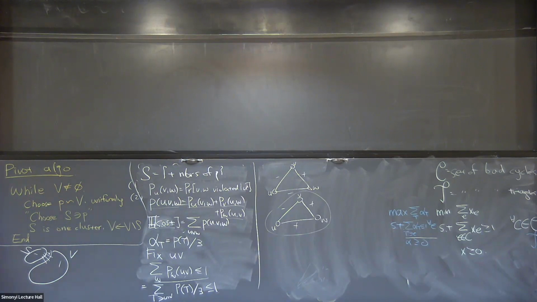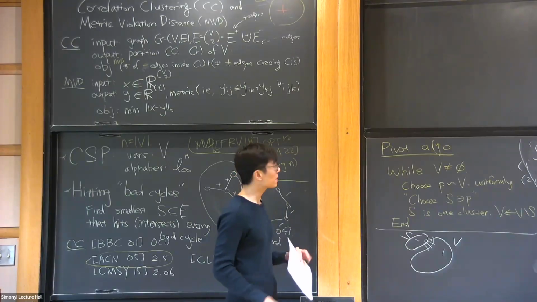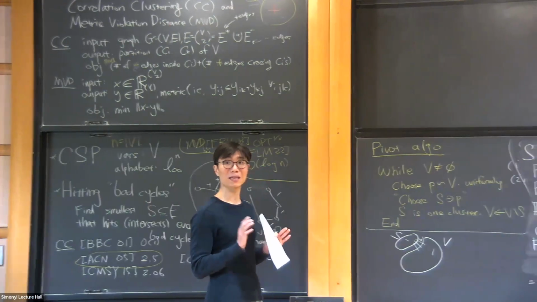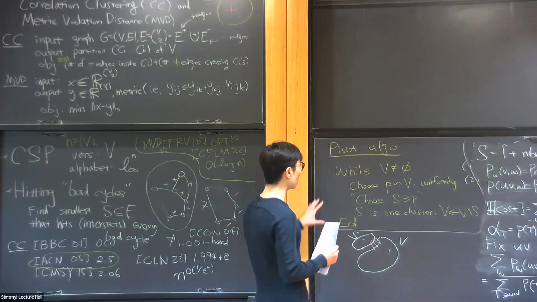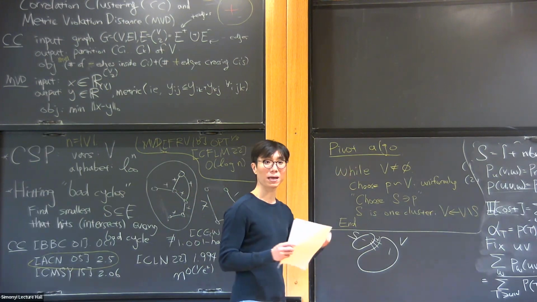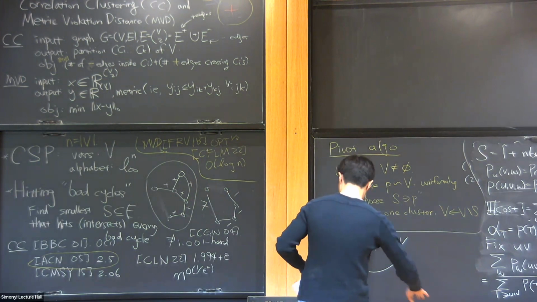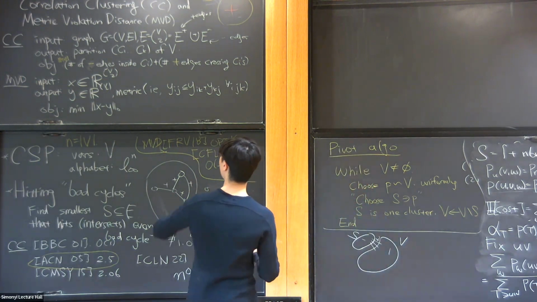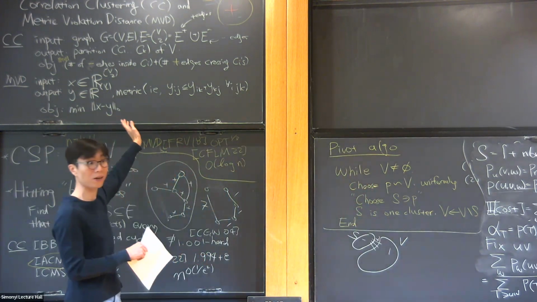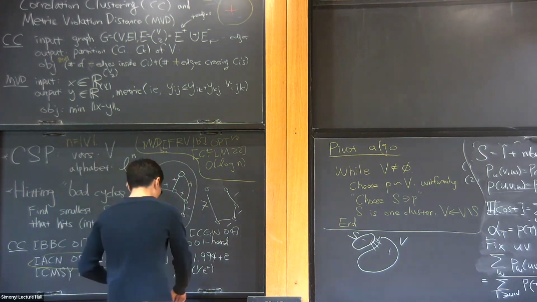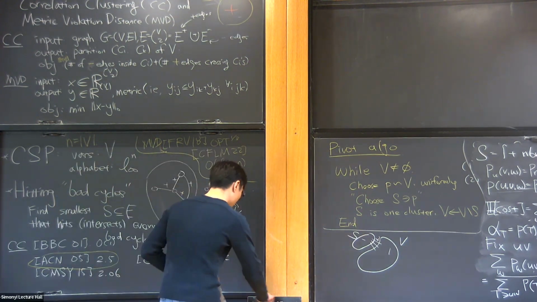Okay, so then I'm gonna end soon. But before doing this, let me at least state the algorithm for MVD. It's almost the same thing, but slightly different. We are not removing stuff. We will iteratively fix some distances. Suppose that we start from our original distance vector x. Okay, so now let's do MVD.